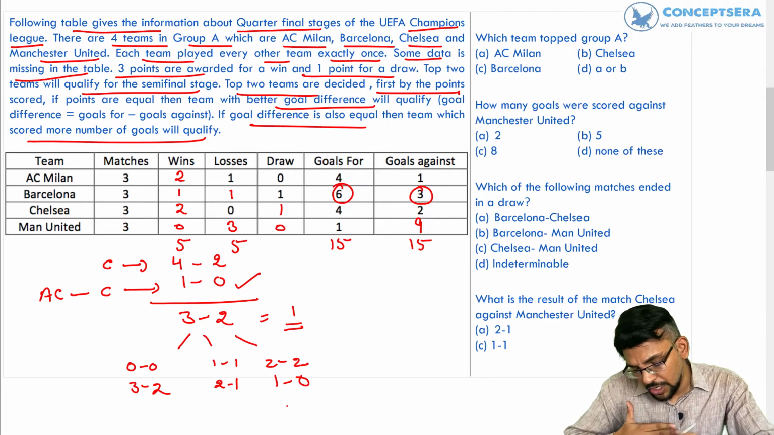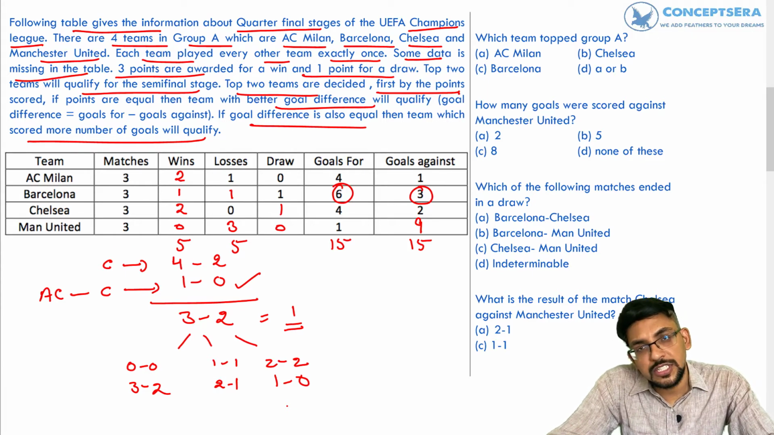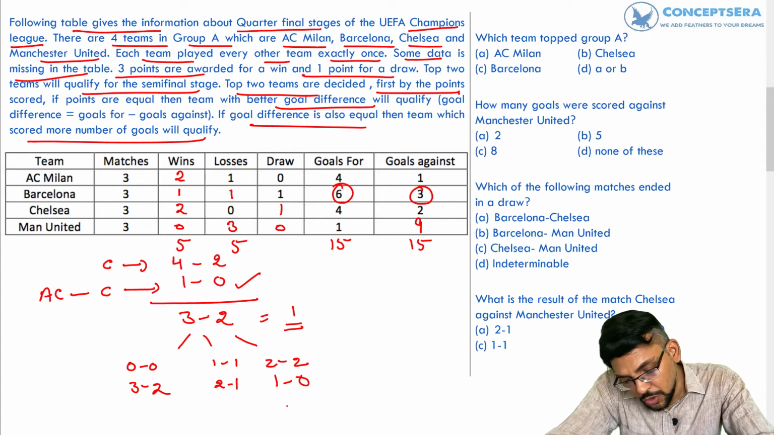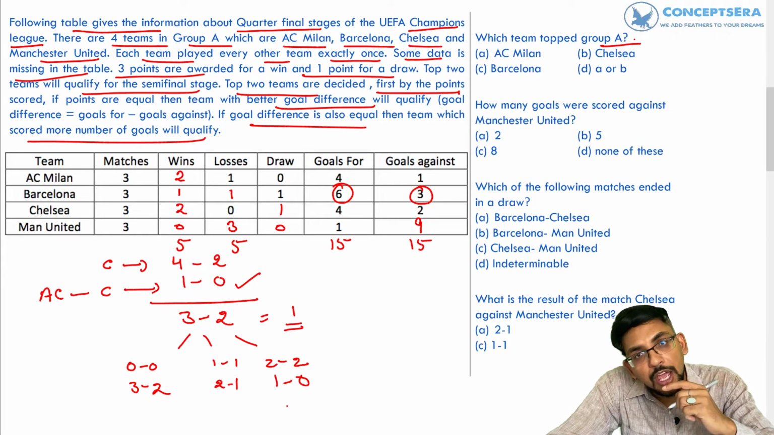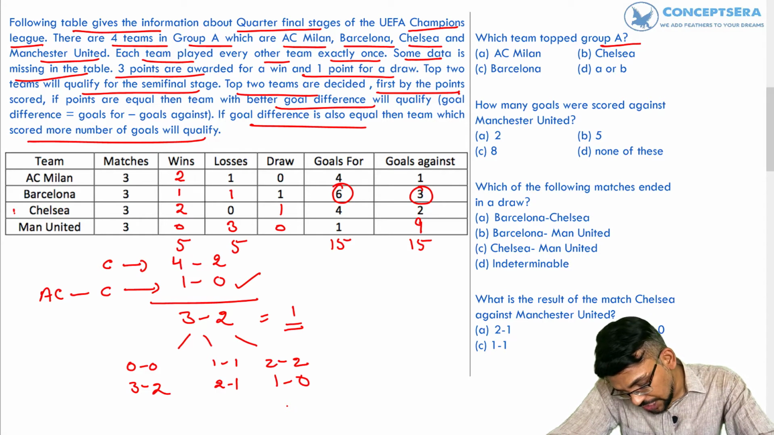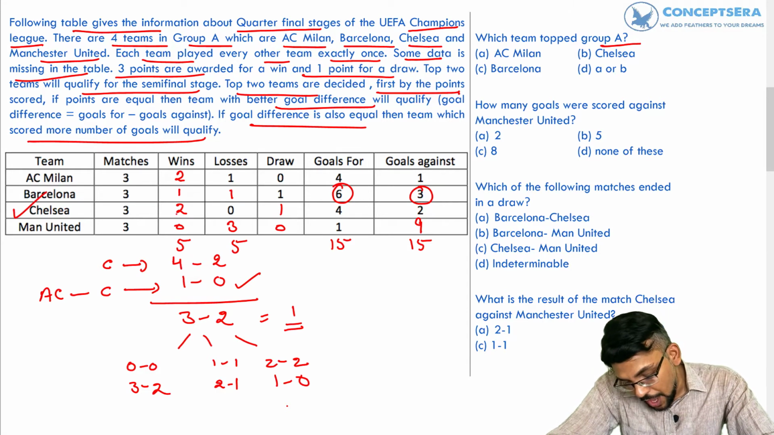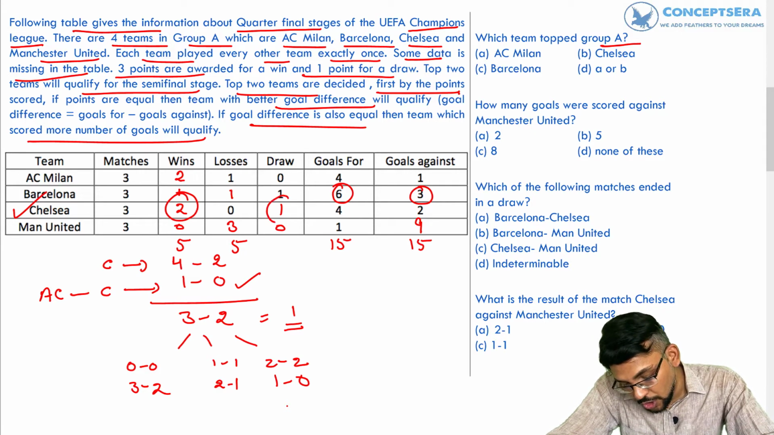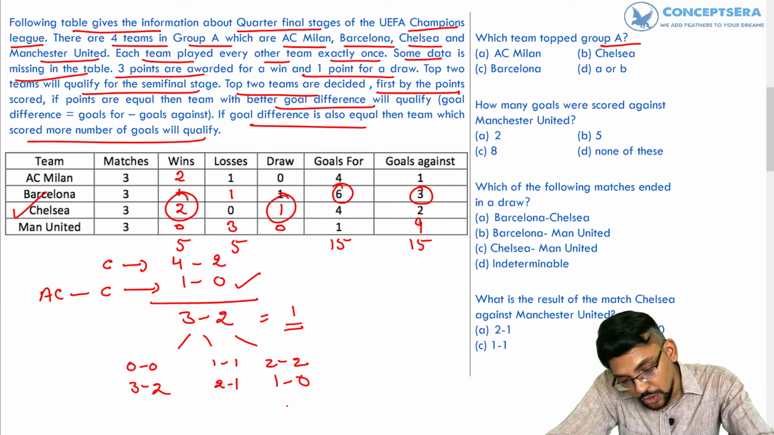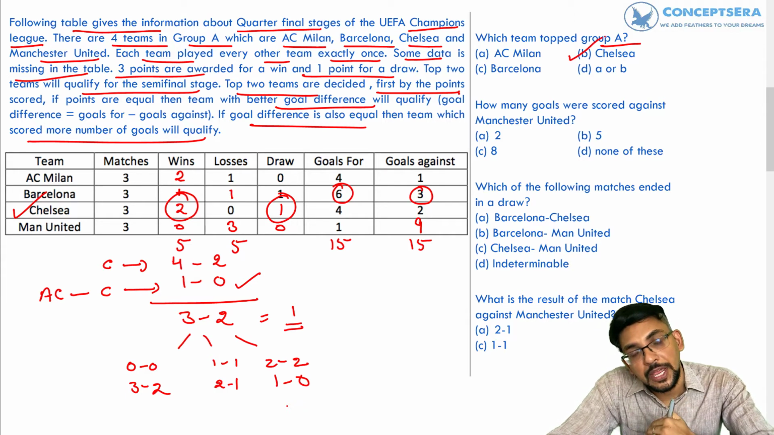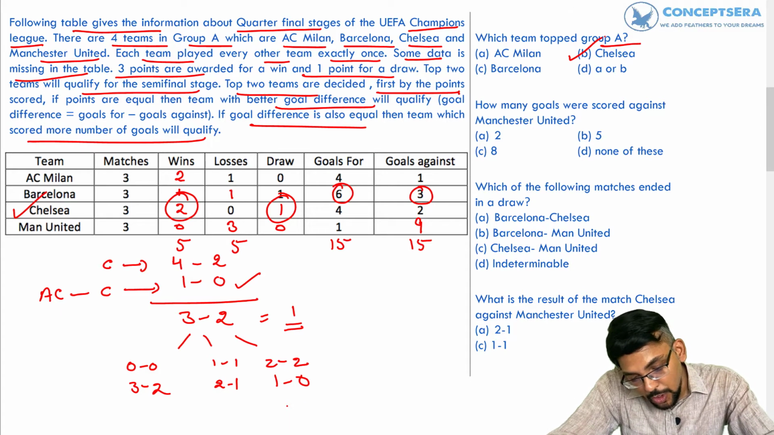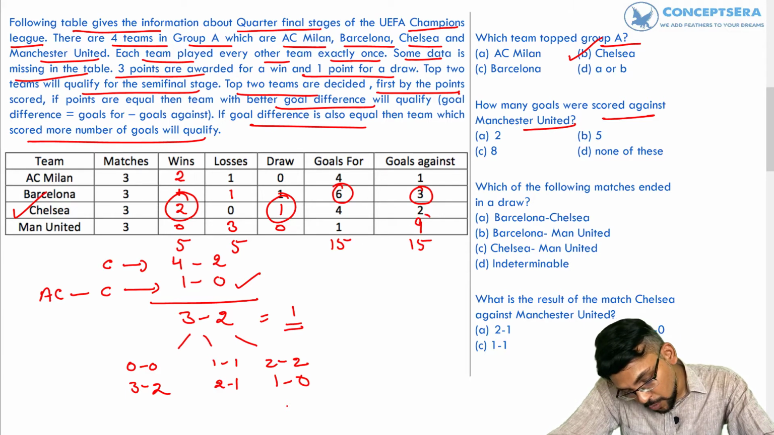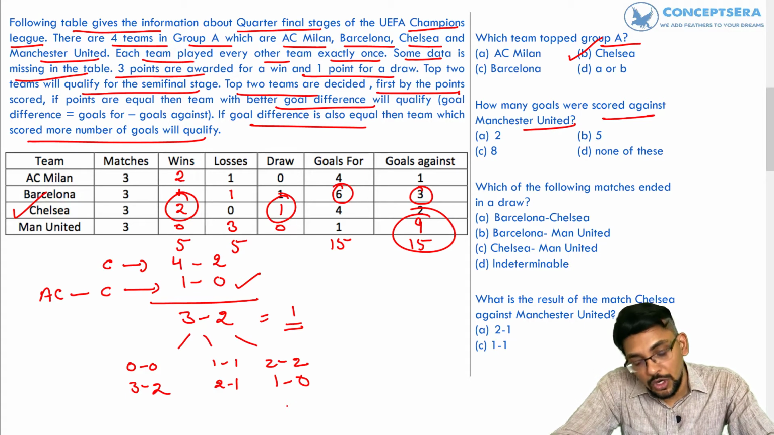And after filling this particular table, we have to go back and see how many questions can be answered easily. So if you look at the first question, which team topped in Group A? Chelsea is the winner of Group A because Chelsea has the maximum number of matches won as well as one draw. So there is no loss for Chelsea. So Chelsea is the topper of Group A. Second question, the number of goals scored against Man U is equal to... we find out it is equal to 9. So we can see the answer is none of these.